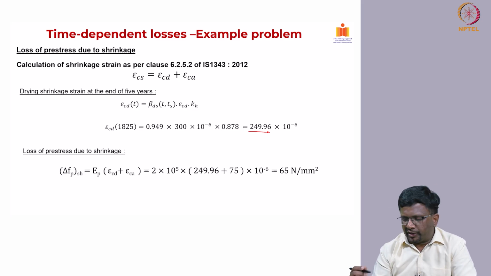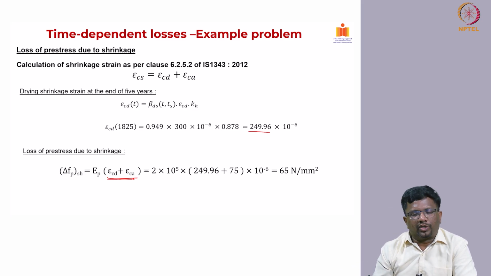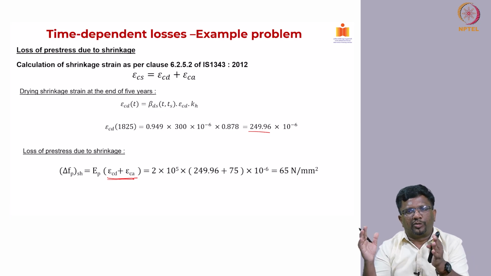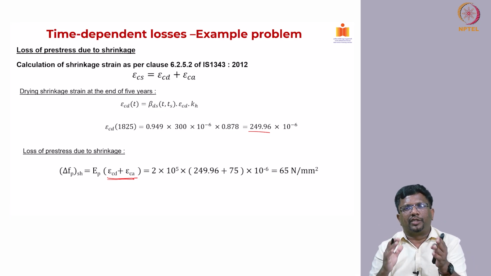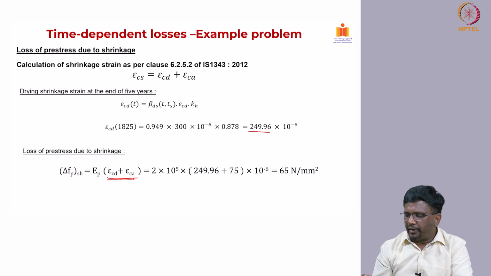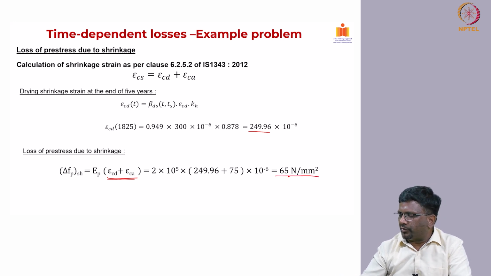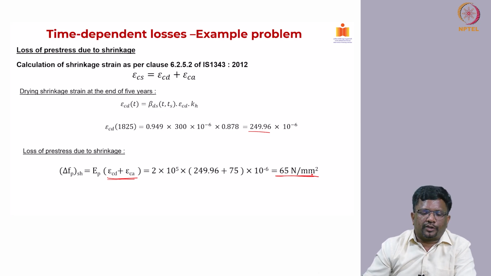Now, we got both the strains. Again, this is the total strain that is lost. So, that much shrinkage will reduce the stretching in the strand, right. So, Ep into this strain will give me the loss in pre-stress, which works out to be 65 megapascal, right.